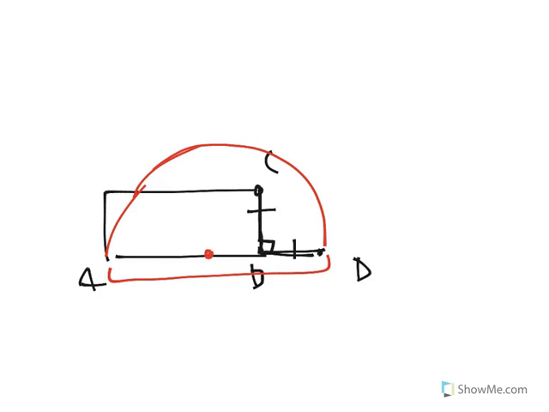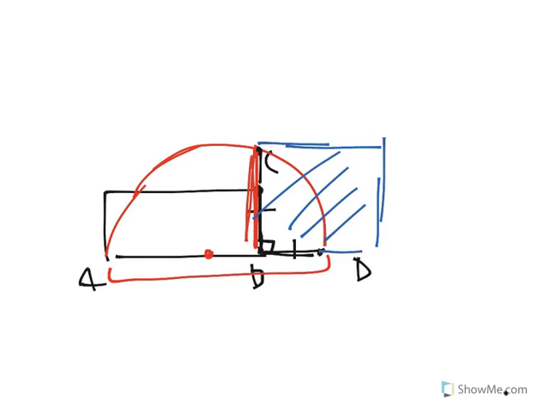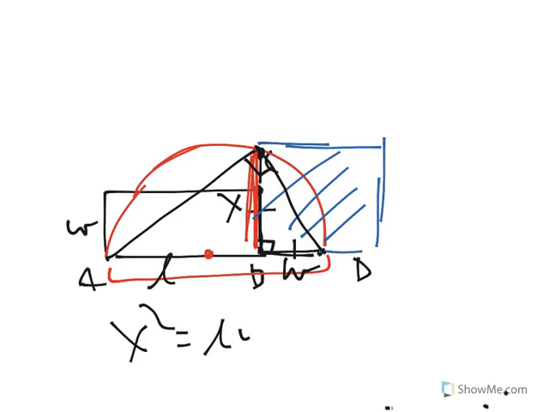Then extend line BC up, and this line segment here will be the side of the square that has the same area as the rectangle. The reason why is that every semicircle you can inscribe a right triangle inside. I'll call this x, I'll call this L and W, so this is also W. So we can say x squared equals LW because it's the altitude drawn to the hypotenuse of a right triangle.